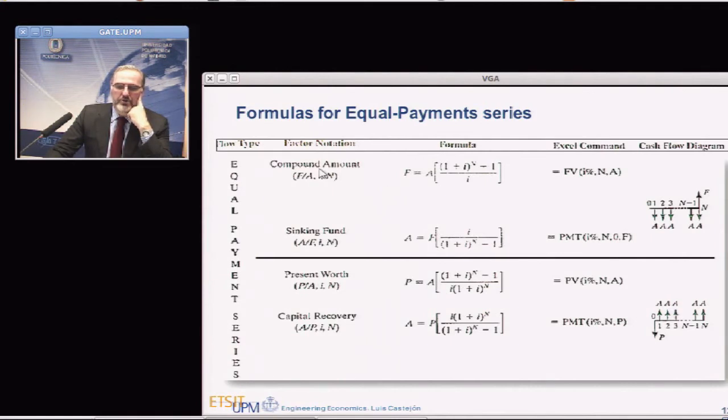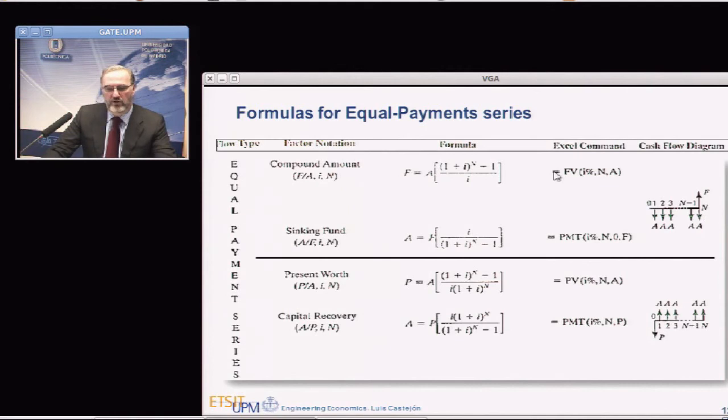So in those cases, as you see here, we don't have any present amount. We don't have any value at zero. Our objective is finding either the future value or the periodic payment A. So as you see here, we have two different problems. One is, what is the future value of a periodic payment of A during n periods at a certain interest rate? So the future value is F equal to the periodic payment A times big brackets 1 plus i to the n minus 1, all divided by the interest rate.